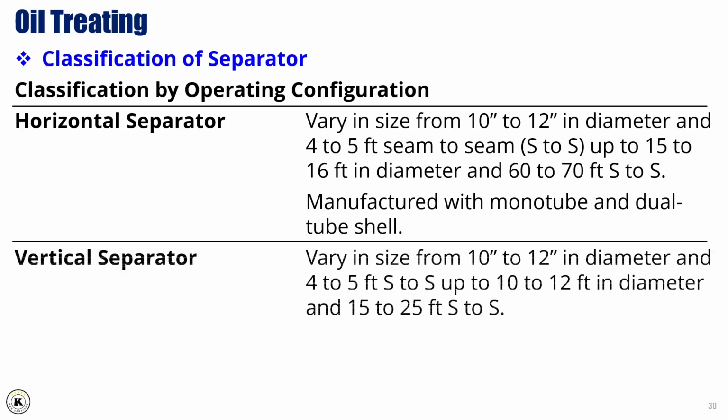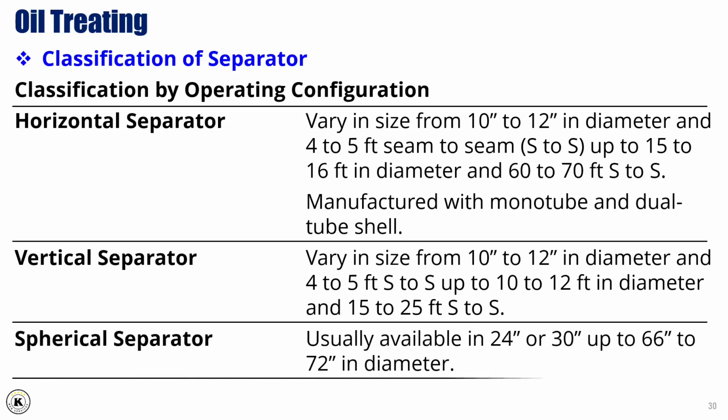Next, the vertical separator varies from 10 to 12 inches in diameter and 4 to 5 feet S to S, up to 10 to 12 feet in diameter and 15 to 25 feet S to S. Finally, there's the spherical separator, which typically comes in diameters from 24 or 30 inches up to 66 to 72 inches.